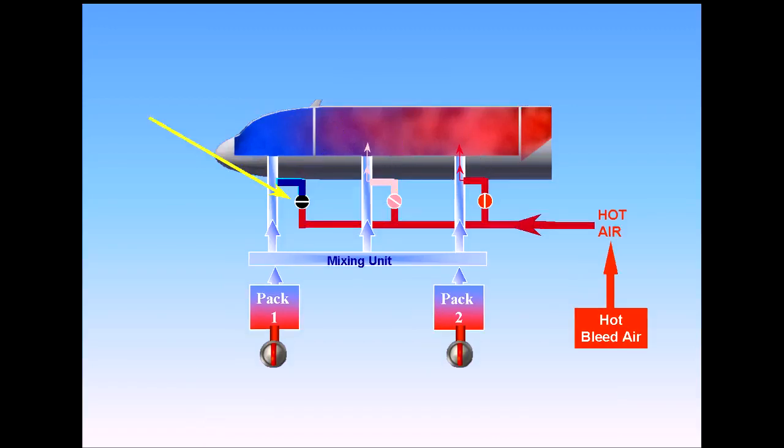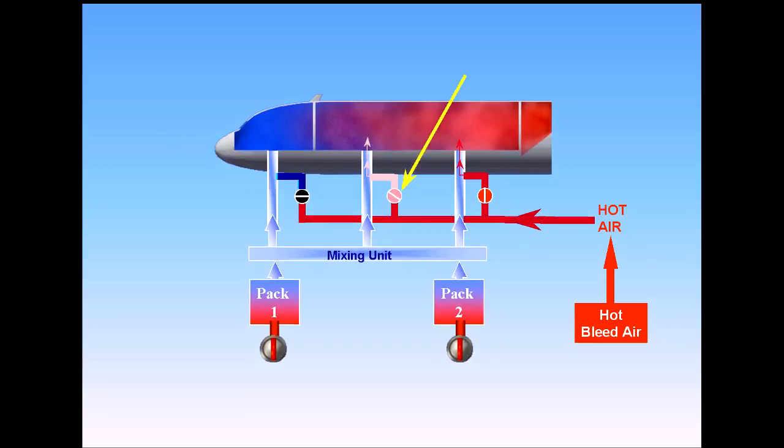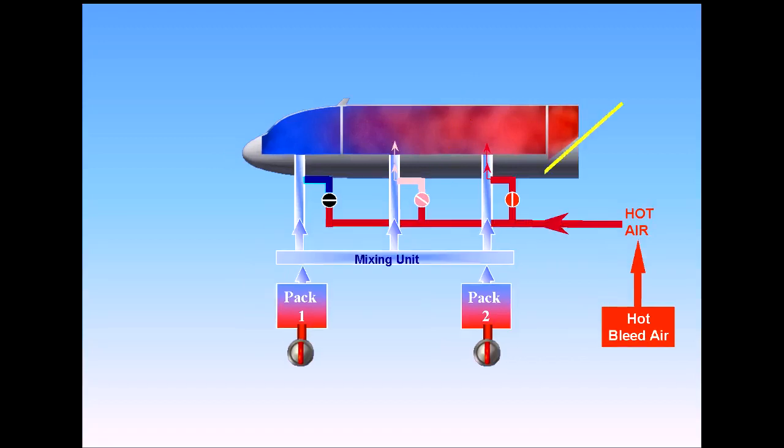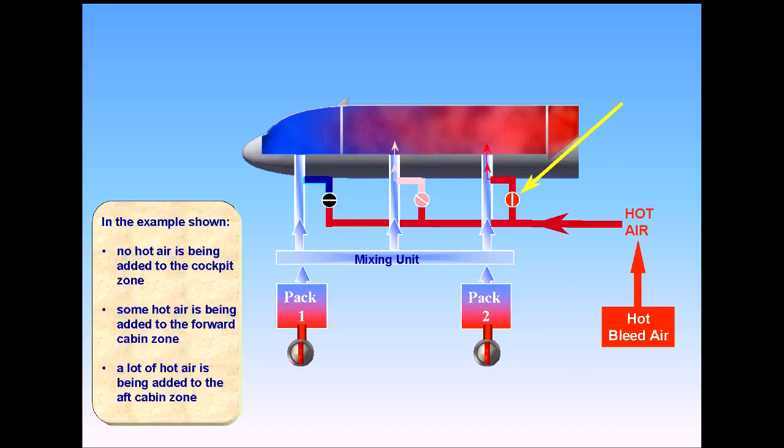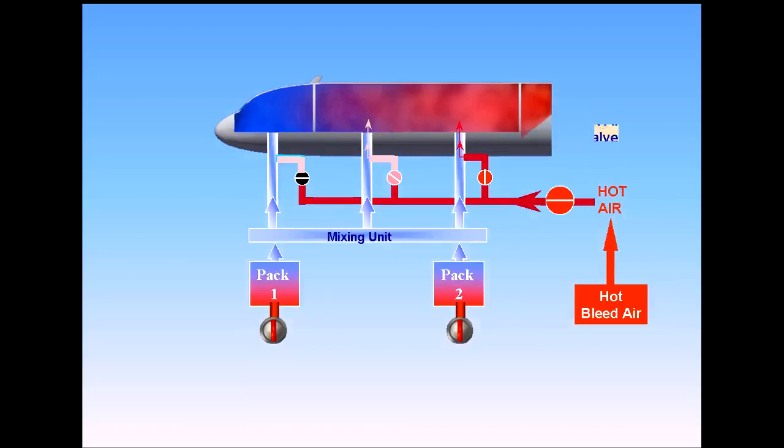In the example shown, no hot air is being added to the cockpit zone. Some hot air is being added to the forward cabin zone. A lot of hot air is being added to the aft cabin zone. The trim air valves are supplied via a hot air valve. The purpose of this valve is to regulate the pressure of the hot air supplied to the trim system and to act as a shutoff.